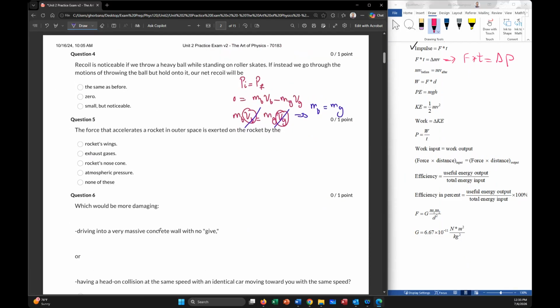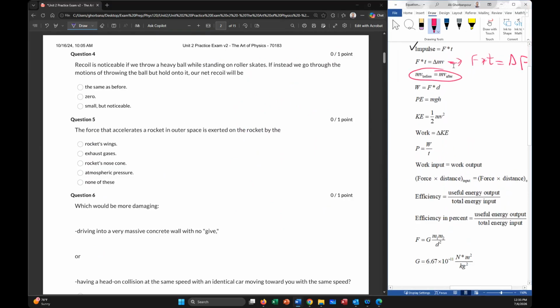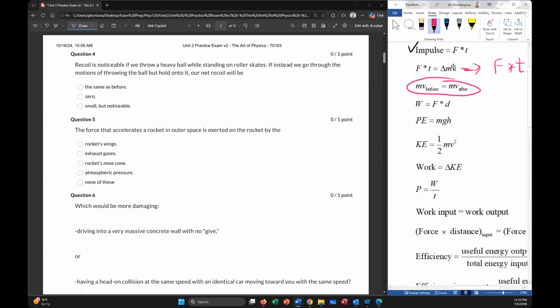Okay. Question number 4. So let me just erase this. Again, which formula do I use here? I just derived the formula, but I wanted to show you which formula. When we have a collision, we use momentum before equals momentum after. You see that? This is the formula that I use: mv before equals mv after. Momentum before, momentum after. That's the formula that I use for this problem.